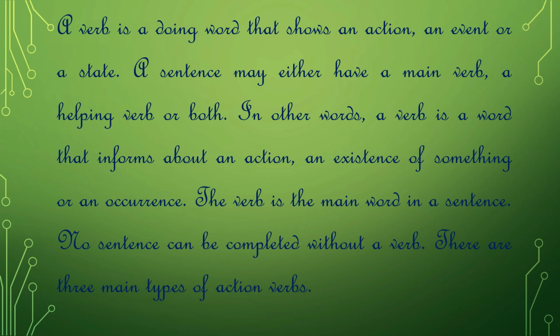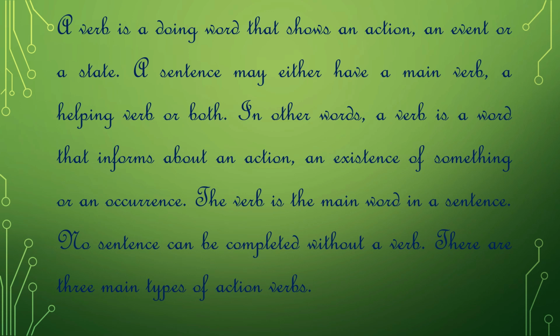In other words, we can say, what is a verb? A verb is a word that informs about an action, an existence of something, or an occurrence. The verb is the main word in a sentence. Without a verb, I think there is no sentence. It is an incomplete sentence without a verb. No sentence can be completed without a verb.